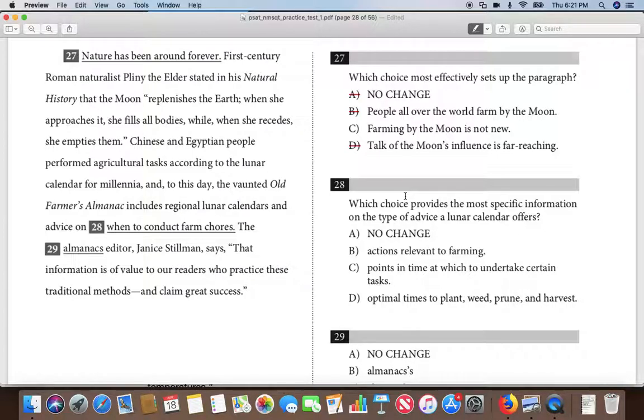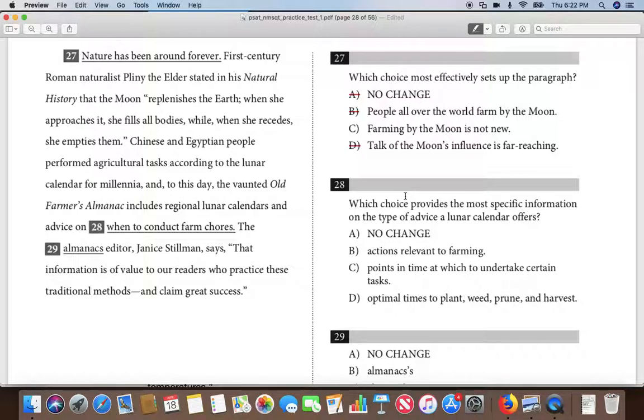Let's see. The most specific information on the type of advice a lunar calendar offers. Okay. Let's read A again, the underlined portion. Okay, so you just want me to do the whole sentence again? Just read the underlined portion. That's good. Okay, so when to conduct farm chores.